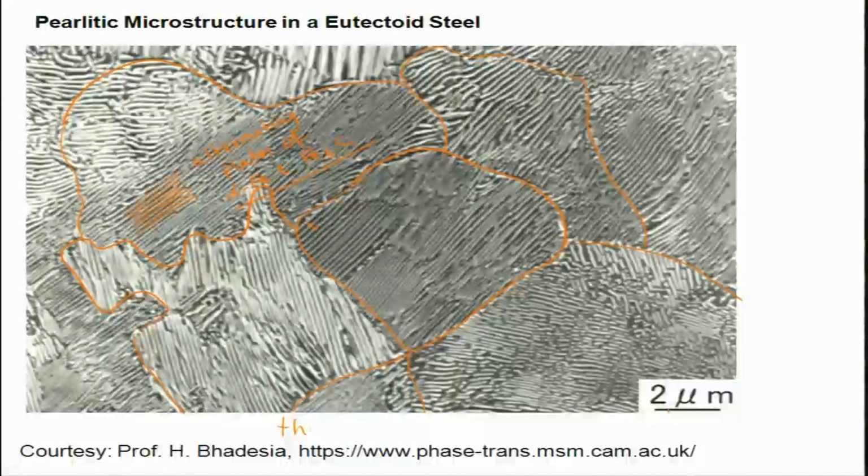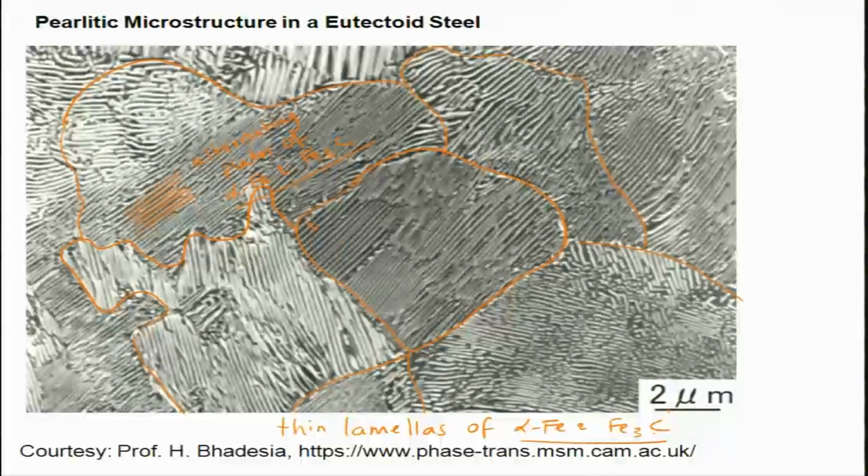So you can have thin lamellas of alpha Fe and Fe3C. If alpha Fe is thicker, Fe3C is going to be even thinner. So as a result, you have this.